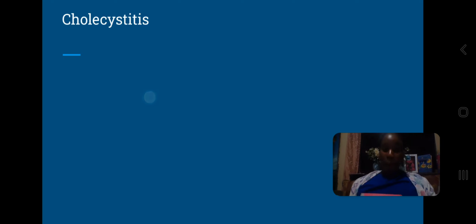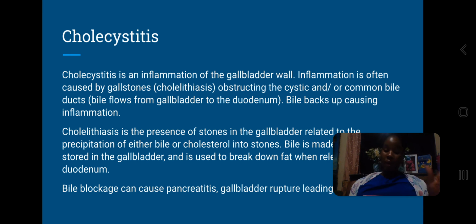So gallbladder inflammation is inflammation of the gallbladder wall, okay? If you don't know how to pronounce these words, you already know this disorder, it's called how it is. When you're reading NCLEX questions, don't make it hard on yourself, okay? So it's inflammation of the gallbladder wall. Inflammation is often caused by gallstones.